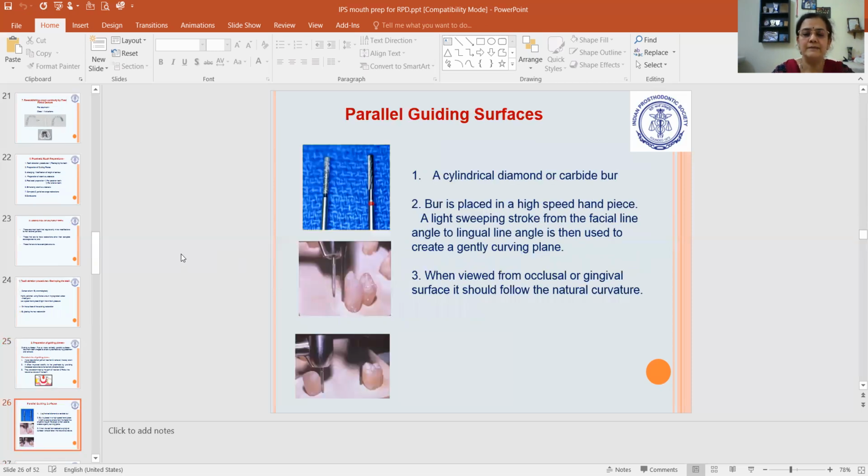So these parallel guiding surfaces are prepared by cylindrical diamond or carbide burs, placed in a high speed handpiece, and a light sweeping stroke is followed from the facial line angle to the lingual line angle, and it is then used to create a gentle carving plane. When viewed from the occlusal or gingival surface, it should follow the natural curvature of the tooth.